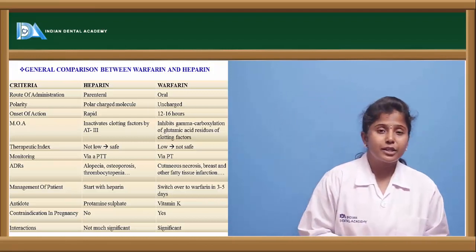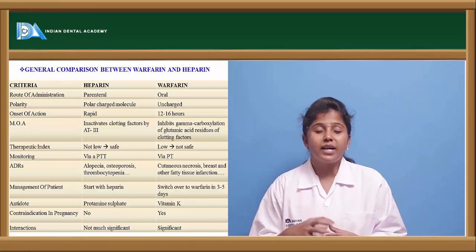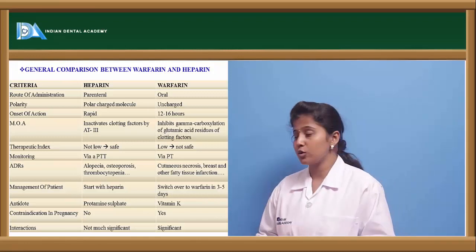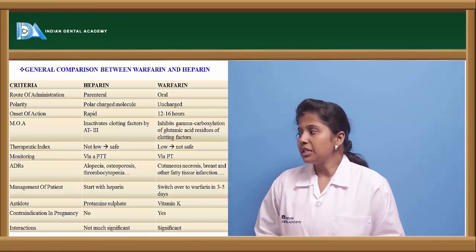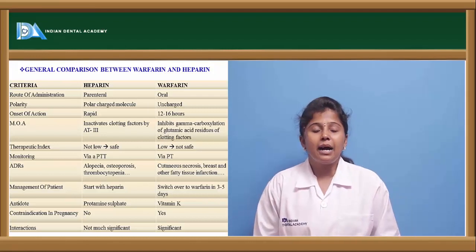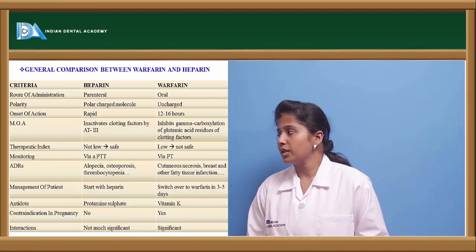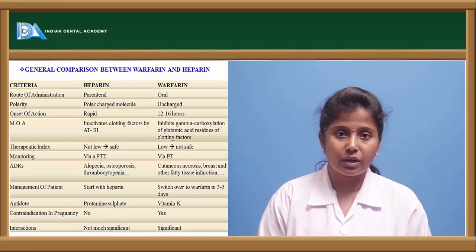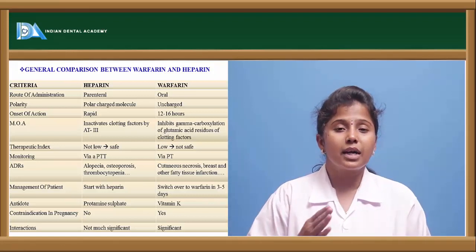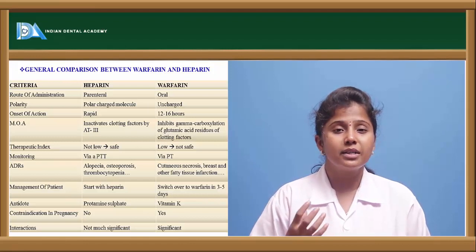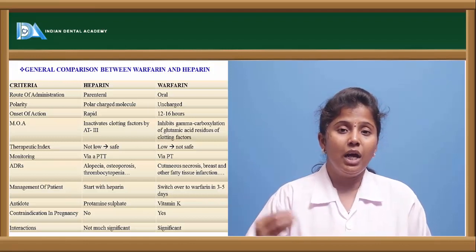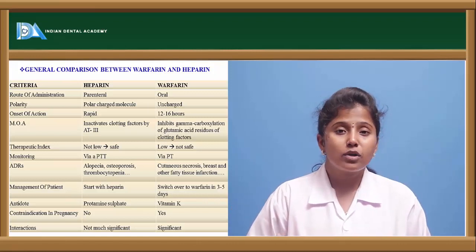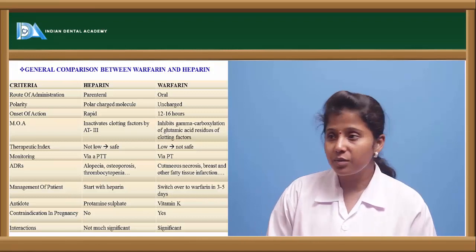The mechanism of action is that heparin binds to the antithrombin 3 factor, and then it shows its anticoagulant action. But warfarin inhibits the gamma carboxylation of glutamic acid, and thereby it decreases the clotting factors. Here the gamma carboxylation occurs on glutamic acid, an amino acid, to which a carboxylic group is added. So this action is prevented.